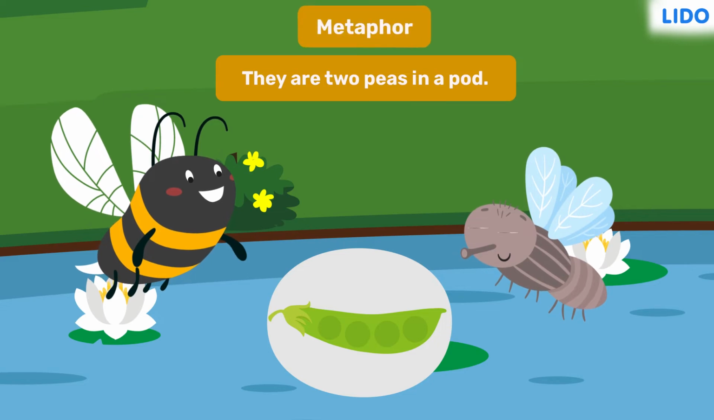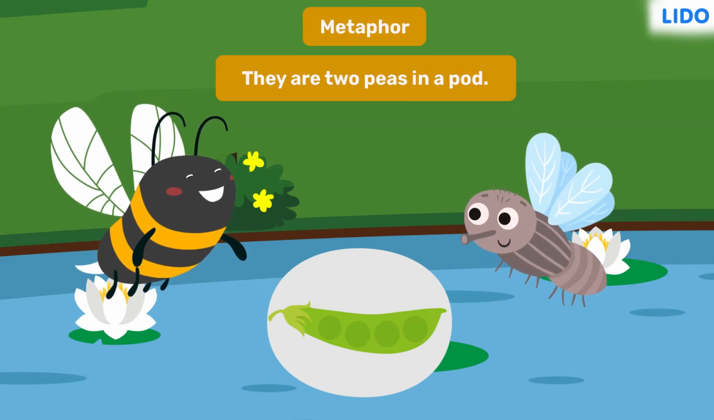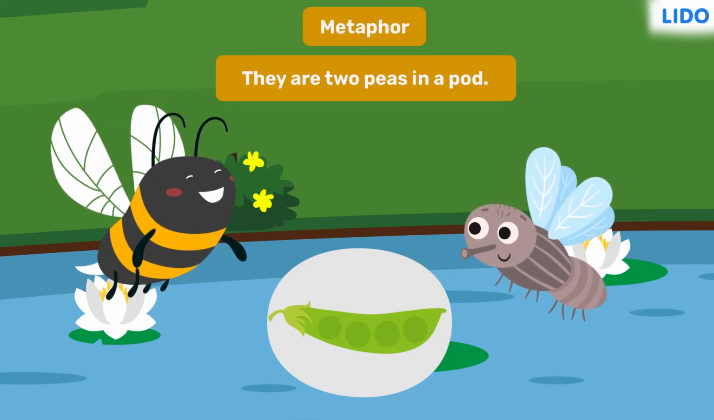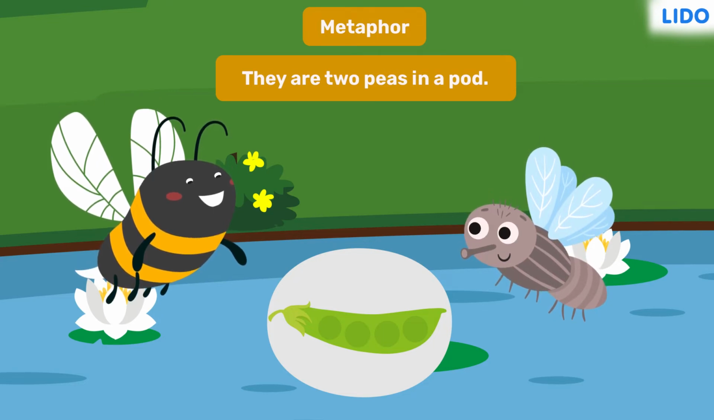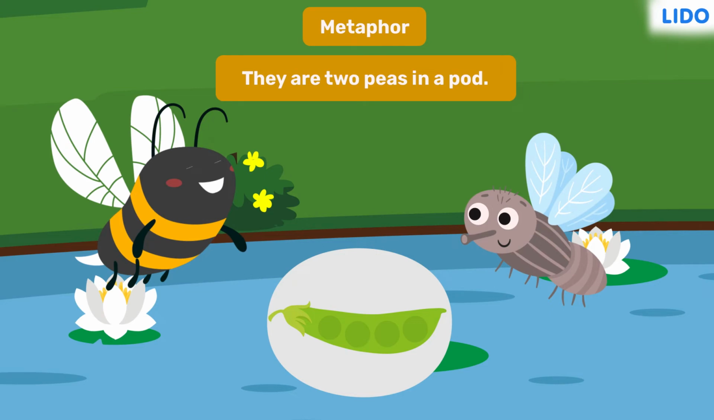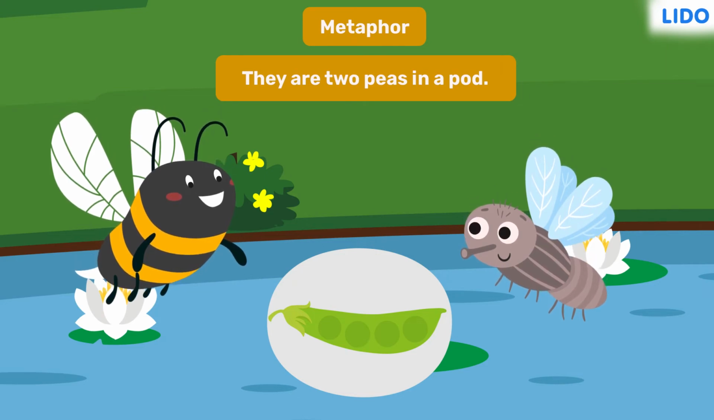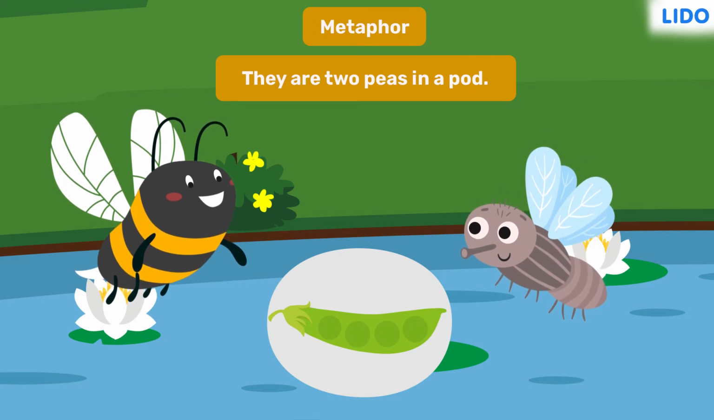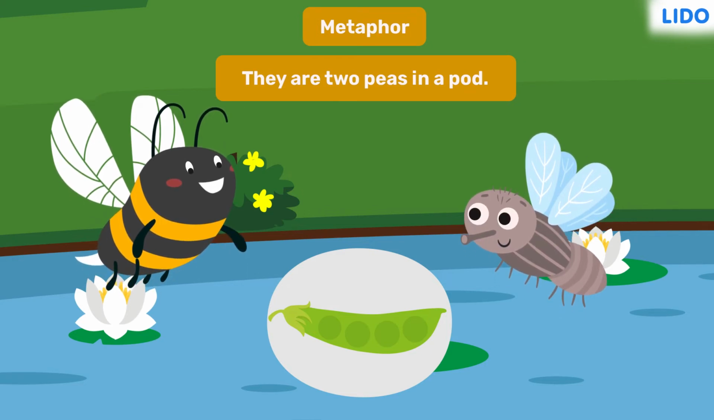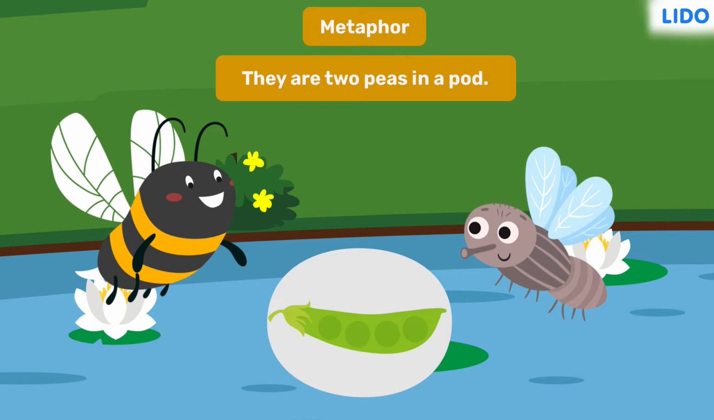This is called a metaphor. Metaphor is used when we directly compare two things. We might never think of the two things as being the same, but there is some similarity between them, like the closeness of the peas in a pod that shows us the close friendship of Bumblebee and the fly.